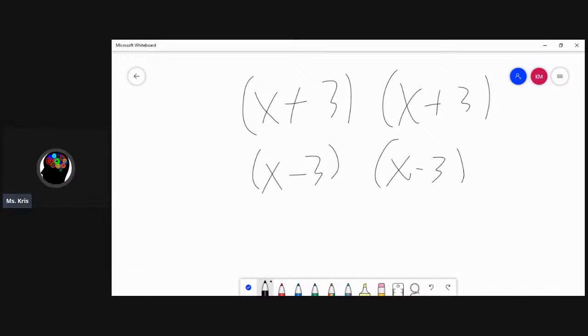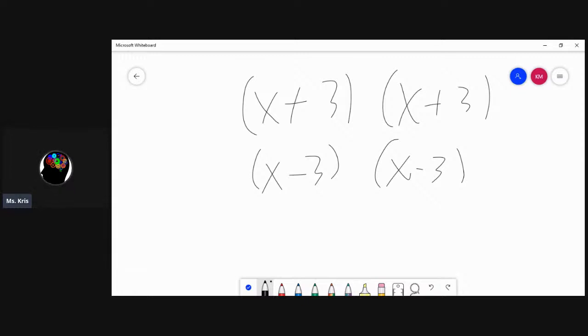x plus 3 times x plus 3 has a formula, and x minus 3 times x minus 3 has a formula. When you have the exact same first binomial multiplied to the exact same second binomial, there's a formula method that allows you to multiply them together, which is called the square of a binomial pattern.